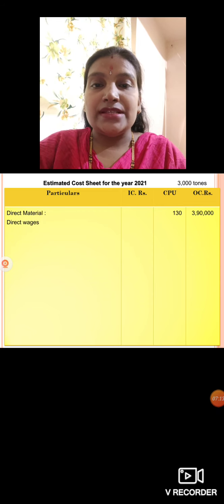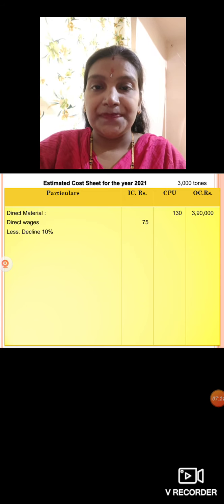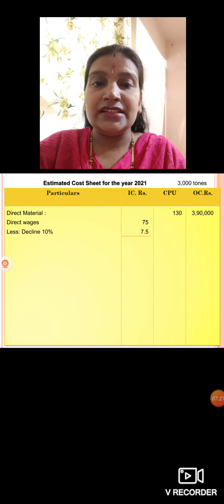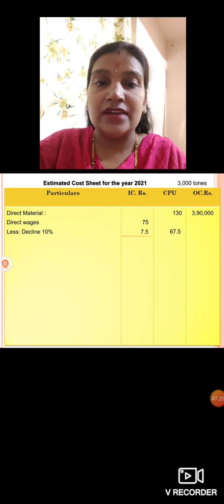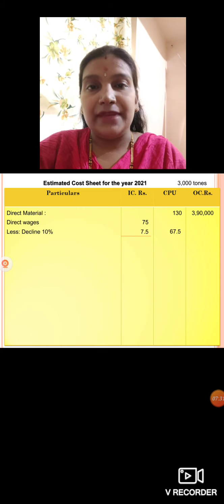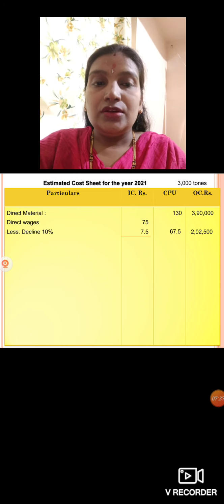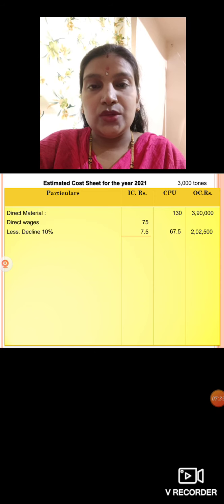Then direct wages, regarding direct wages they have said something, right? 75 rupees declined. Declined means you should deduct, it has been reduced. Okay, 10% decline we have, so 7.5. If you deduct it, how much direct wages will we get? It is 67.5. So 67.5 into 3,000, you'll get it as 2,02,500. Okay, 2,02,500 direct wages we have.